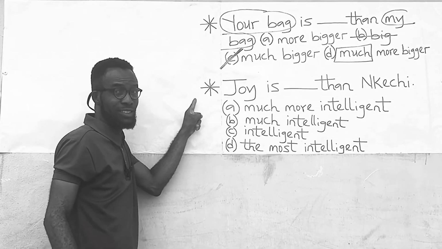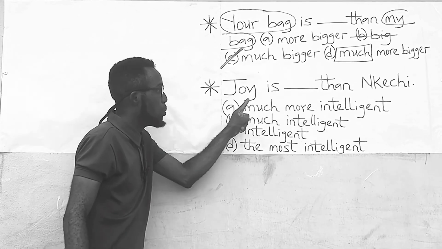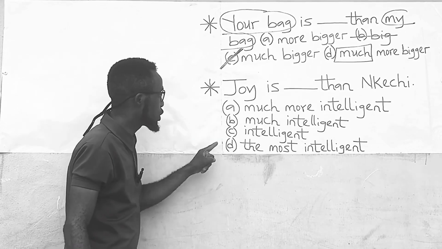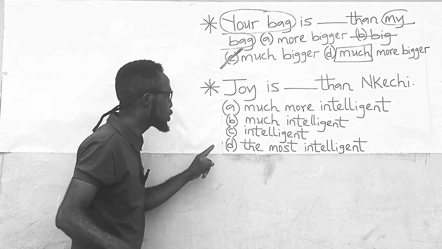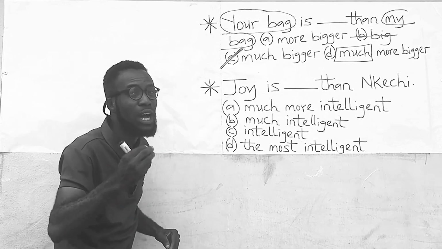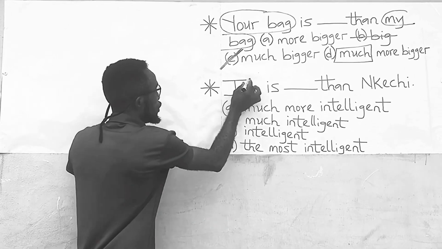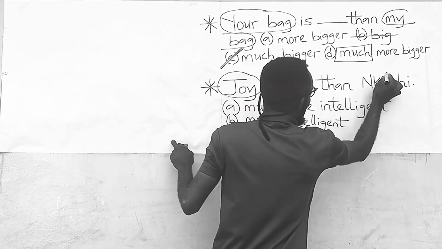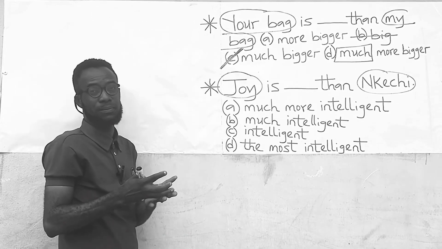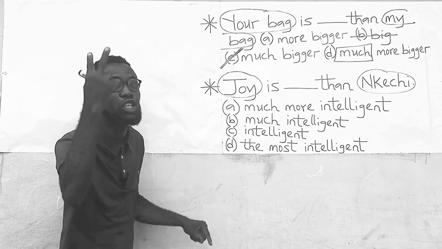The second question reads, Joy is dash than Nkechi. Option A, much more intelligent. Option B, much intelligent. Option C, intelligent. And option D, the most intelligent. If you look at this question, you will find out that two persons are compared, and the two persons are Joy and Nkechi. They are compared in terms of intelligence. In other words, the number of persons compared in this question is 2.